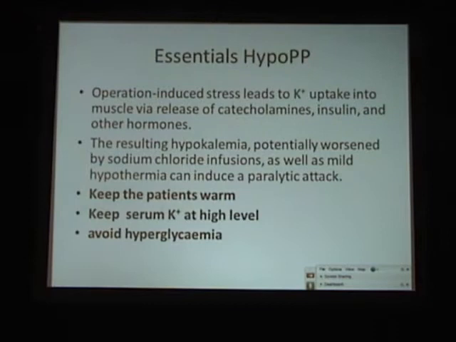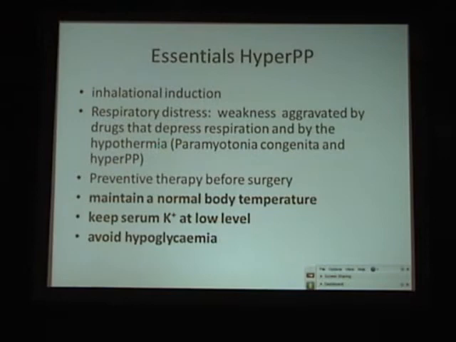So the essentials in hypo-PP: keep the patient warm, as you know, keep serum potassium at a high level, and avoid hypoglycemia. And on the other hand, in hyper-PP, maintain a normal body temperature and keep serum potassium at a low level, and avoid hypoglycemia, of course. This concludes my presentation. Thank you.